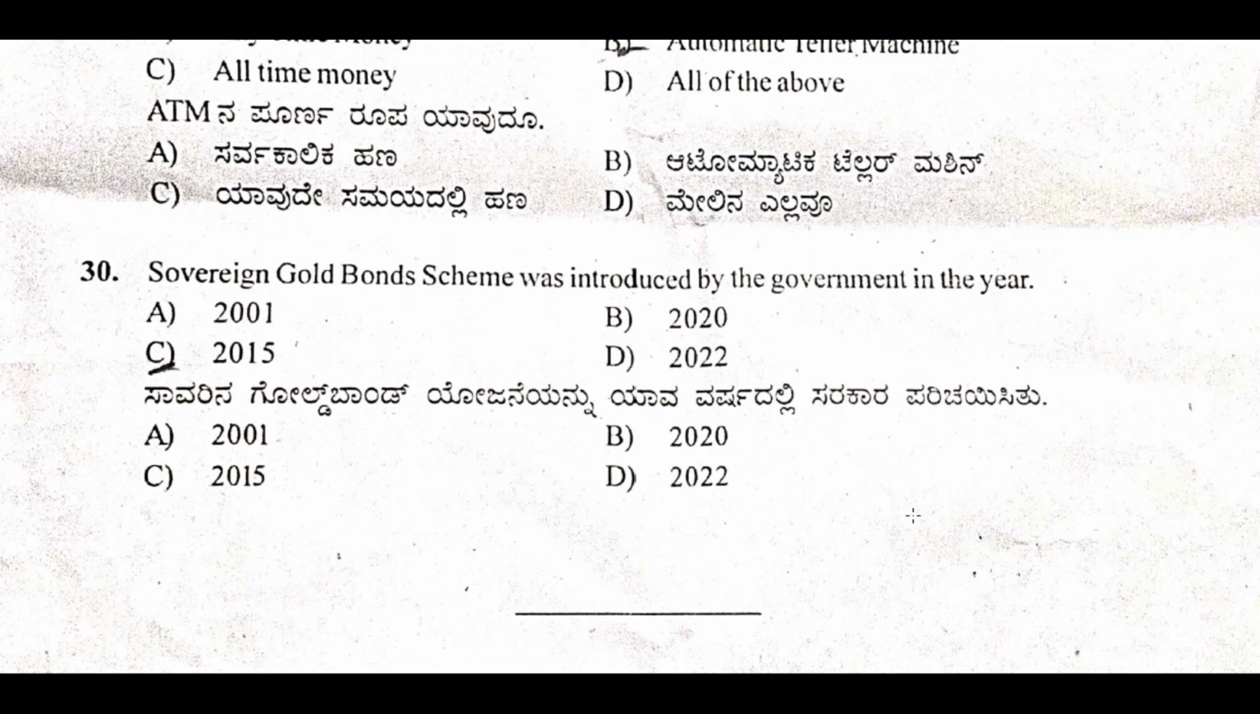Question number 30, the sovereign gold bond scheme was introduced by the government in the year. So which year was the sovereign gold bond scheme introduced by the government? Is it 2001, 2020, or 2015, or 2022? The government of India introduced the sovereign gold bond, that is SGB scheme, in November 2015 to offer an alternative investment to physical gold. So therefore option C, 2015, is the right option.